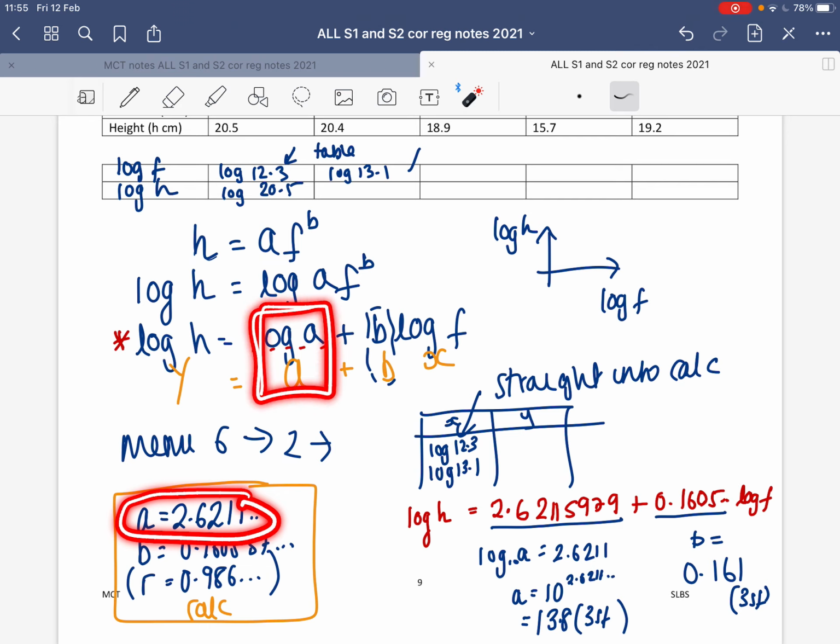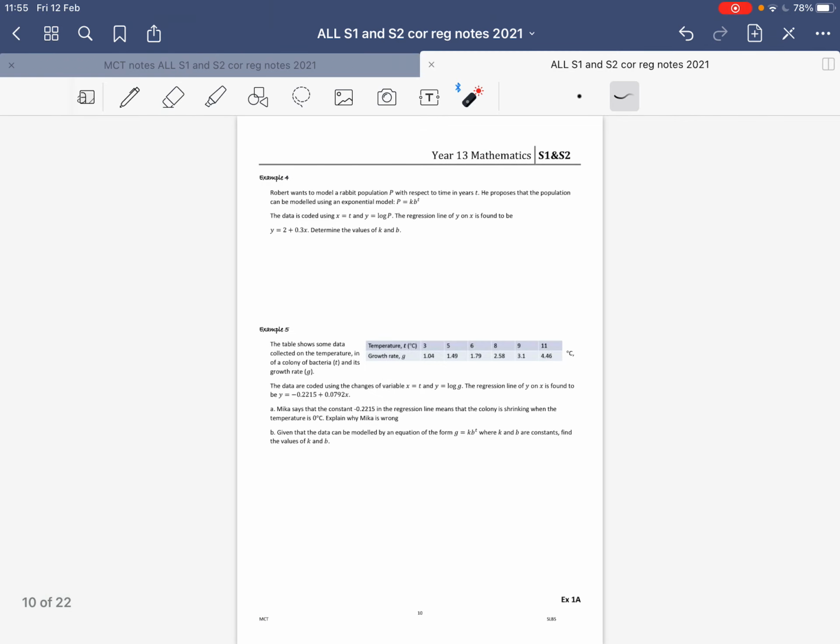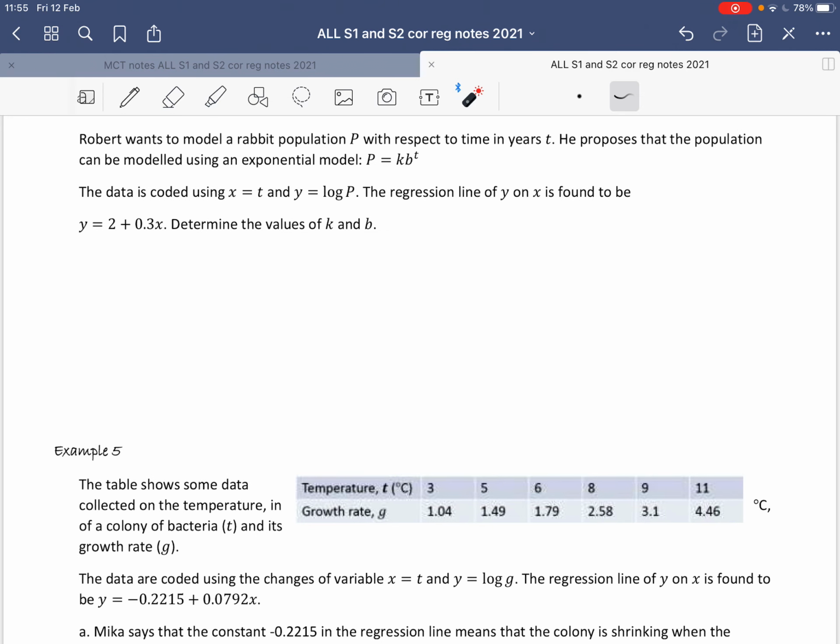A little bit complicated there, because the thing the calculator calls A is the y-intercept of our line. So the answer isn't here, A is not equal to 2.62. It's just that our calculator calls that A, and our intercept is log A. So log A is equal to that, and then you've got to undo it.